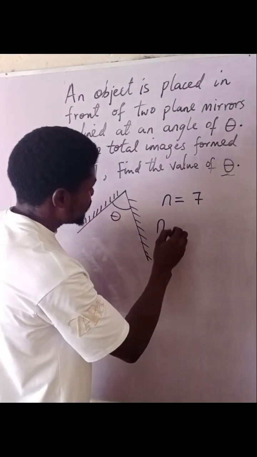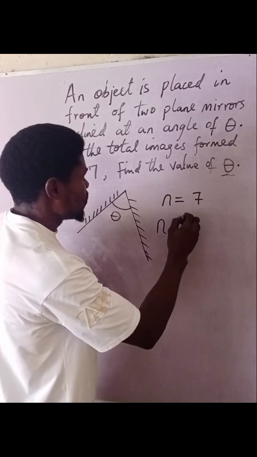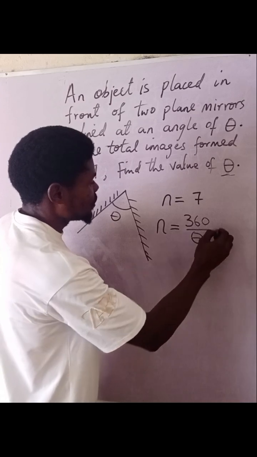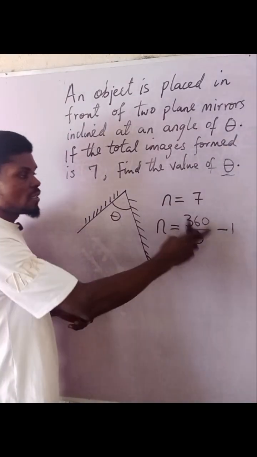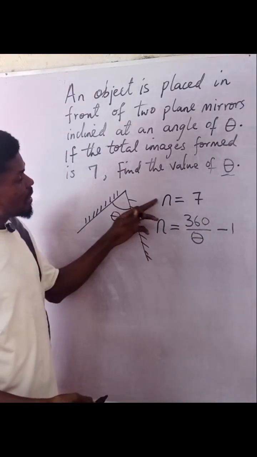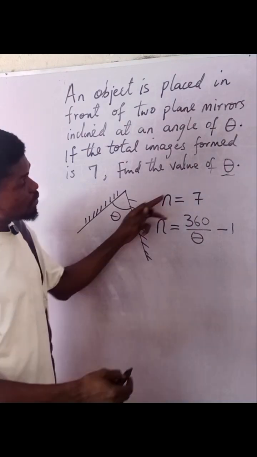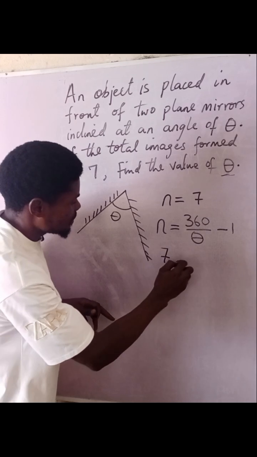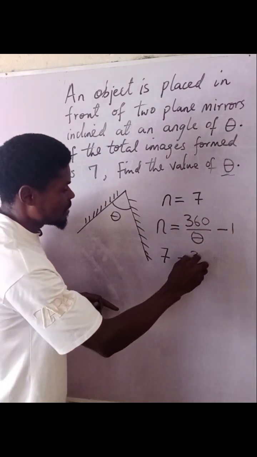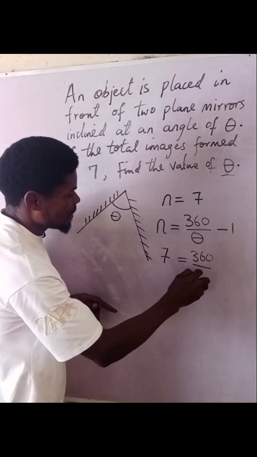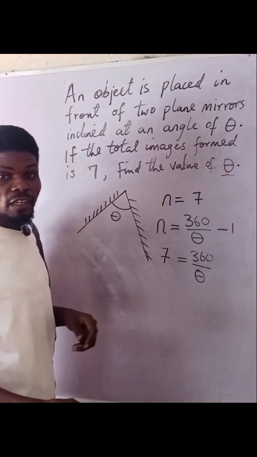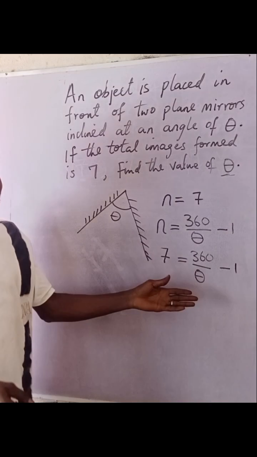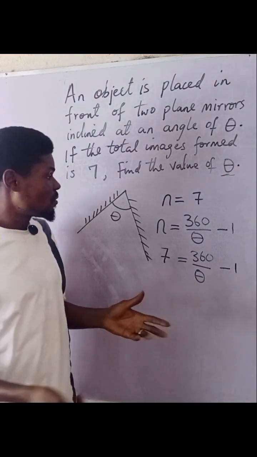So the number of images formed, n, is equal to 360 divided by the angle of inclination, minus 1. This is the formula that we're going to use. Here they have given us the number of images formed, that is 7. We now substitute: 7 is equal to 360 divided by theta, that is the angle of inclination, then minus 1. So the rest is to do the remaining mathematics, and that is all.